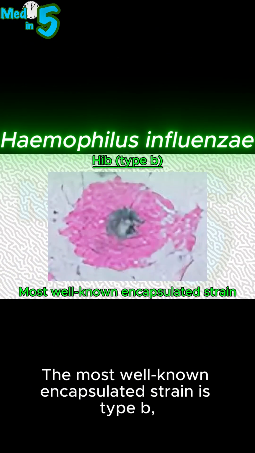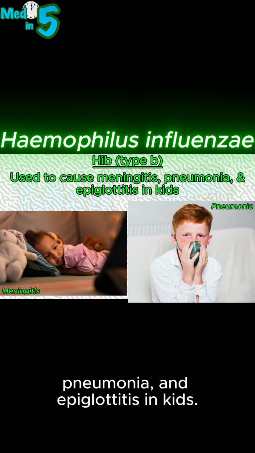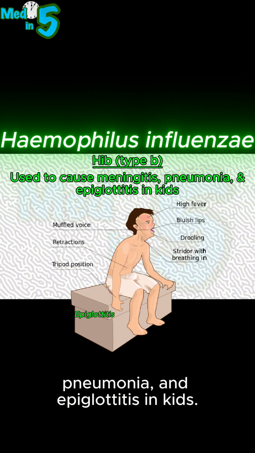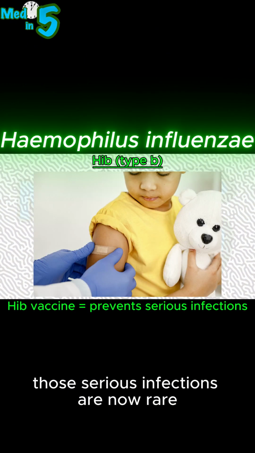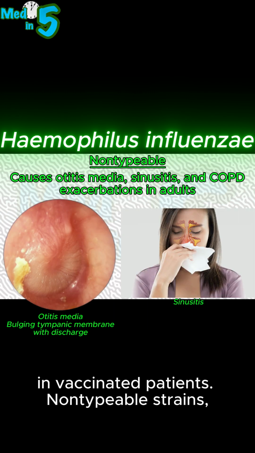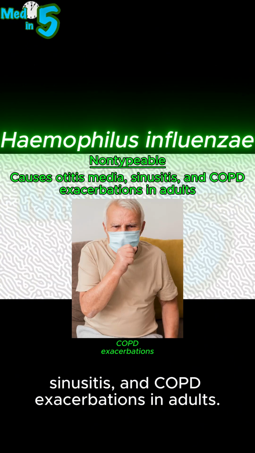The most well-known encapsulated strain is type B, or Hib, which used to be a major cause of meningitis, pneumonia, and epiglottitis in kids. Thanks to the Hib vaccine, those serious infections are now rare in vaccinated patients. Non-typable strains, which lack a capsule, may cause otitis media, sinusitis, and COPD exacerbations in adults.